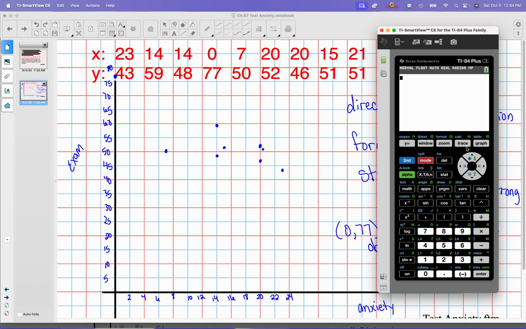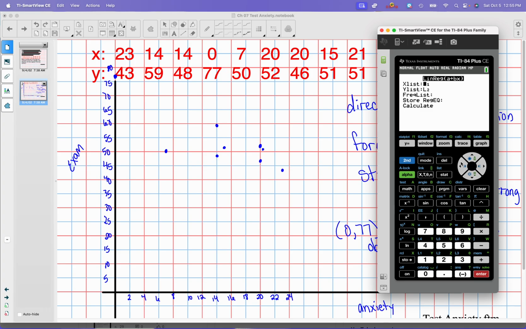Now, I told you that there's a way to measure strength numerically. So I'm going to show you how you get that value. If you hit stat, calc, and we want to do linear regression. And I'm not going to tell you what all the things mean yet because it's chapter 8. We're going to come back to this. But choose the one that's number 8, linear regression, and it says a plus bx. That's the one we're going to use. So I'm going to select that.